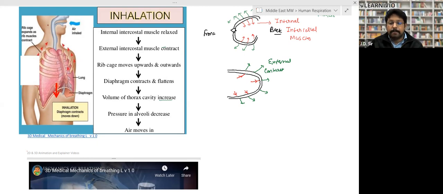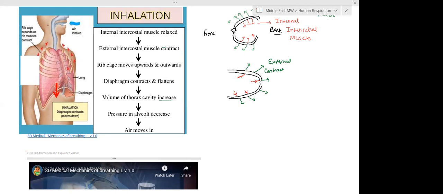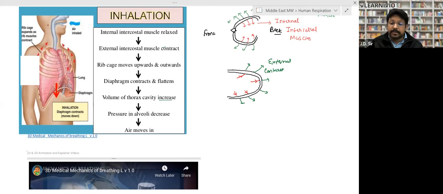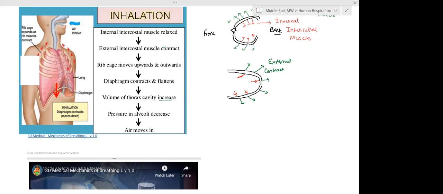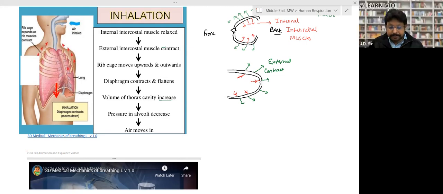It increases or decreases? Pressure decreases. When the pressure decreases, then the gas will come inside. Air always moves from high pressure to low pressure. So when there is low pressure inside the lungs and high pressure in the atmosphere, then only the oxygen will go inside. Yes, sir. Pressure inside alveoli decreases.